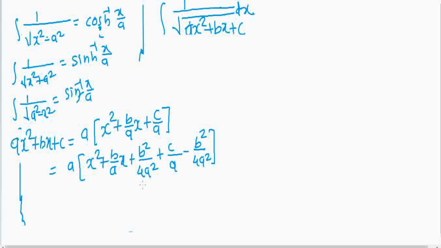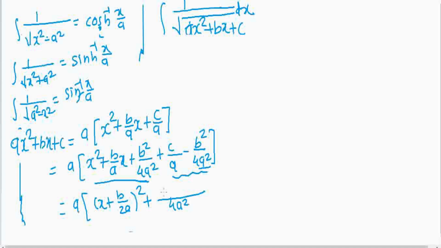What we have done here is added and subtracted this term, and look, this is an expansion of x plus b divided by 2a. So we have a into x plus b divided by 2a whole square plus, here we take the LCM 4a square, then we have 4ac minus b square.